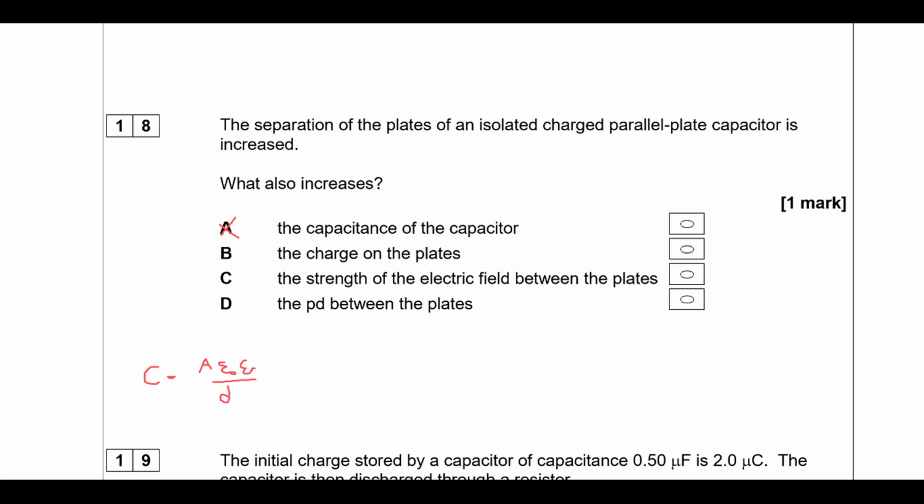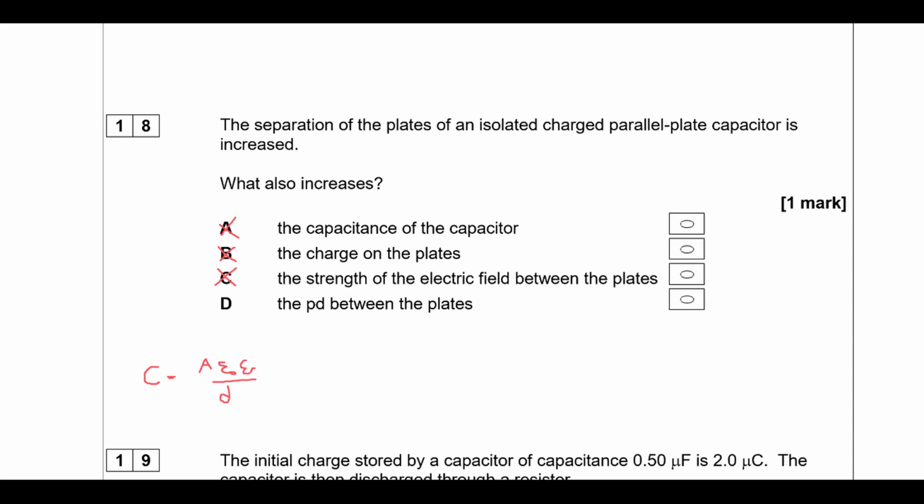The charge on the plates is increased. Well, it's isolated, so it's not connected in a circuit, so you can't change the charge on it. You're stuck with whatever you had. The strength of the electric field between the plates. Well, if you've got the same charge, we're going to end up with the same field strength because we haven't actually changed the charge causing the field, so how can we change the field strength? So then, look, we're left with D.